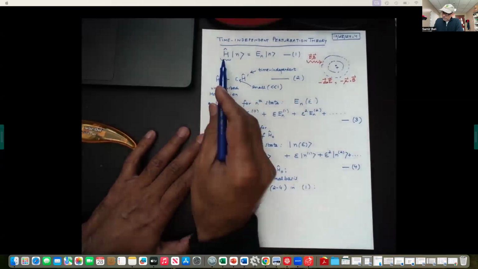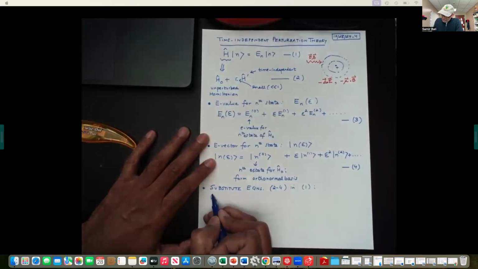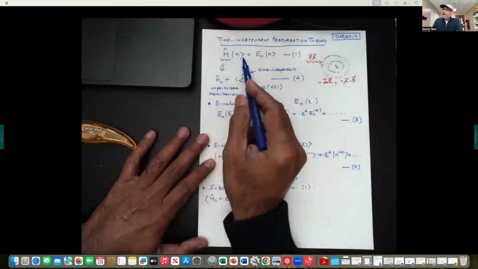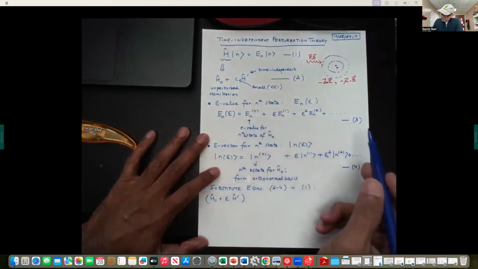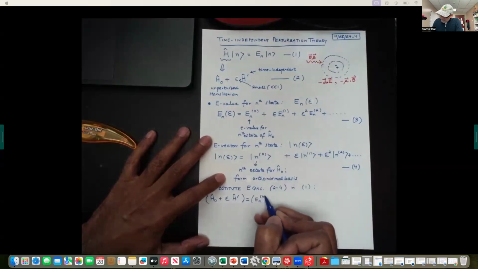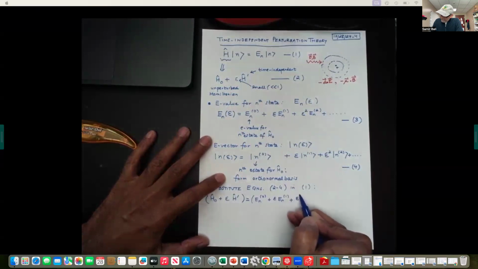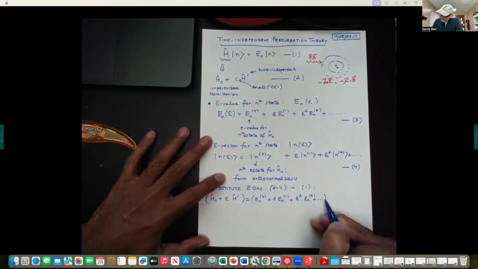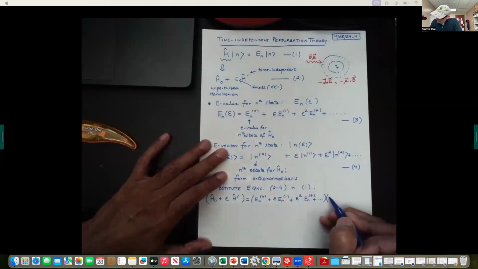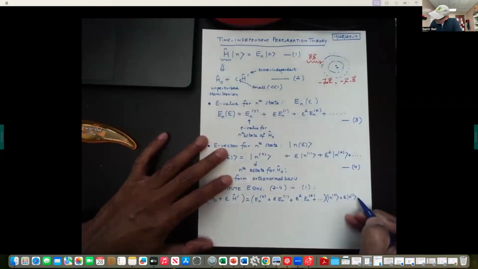Now, what's equation 1? Well, there it is up there. So H is H naught plus epsilon H prime, acting on the state n. Now E sub n is given in 3 and the state n is given in 4. So E sub n, from equation 3, is like that, right? Acting on, and then I write out equation 4.